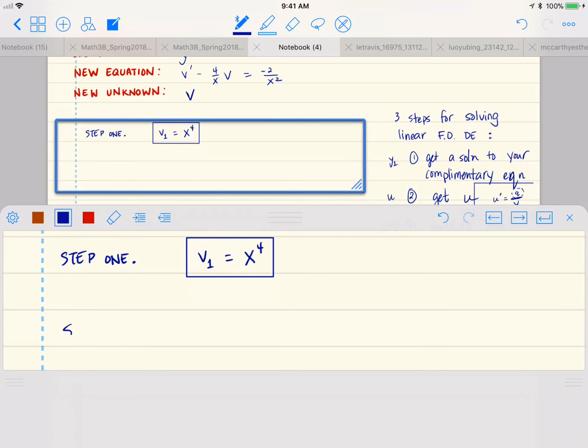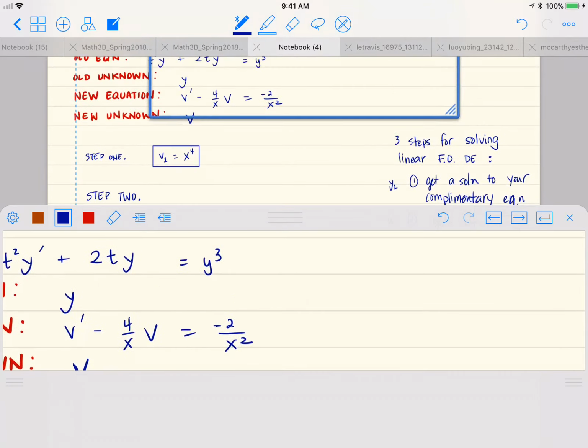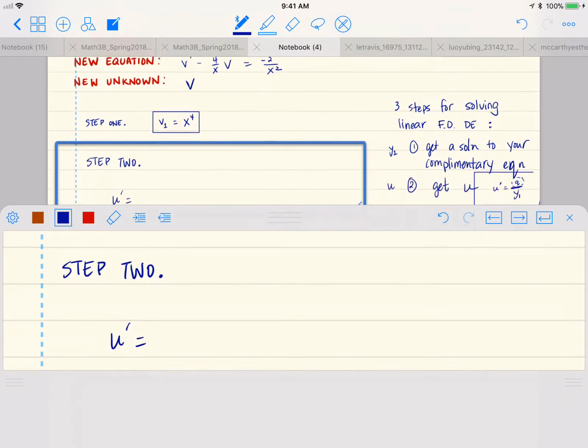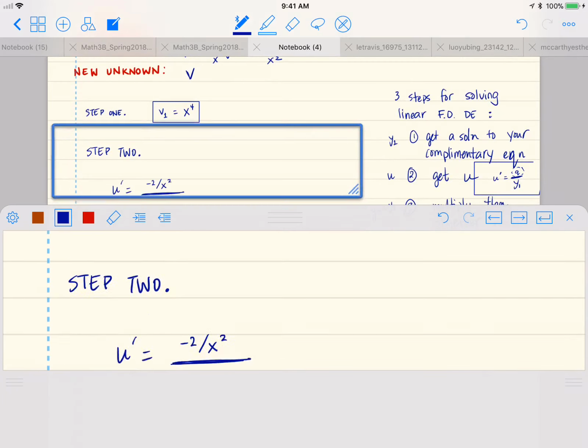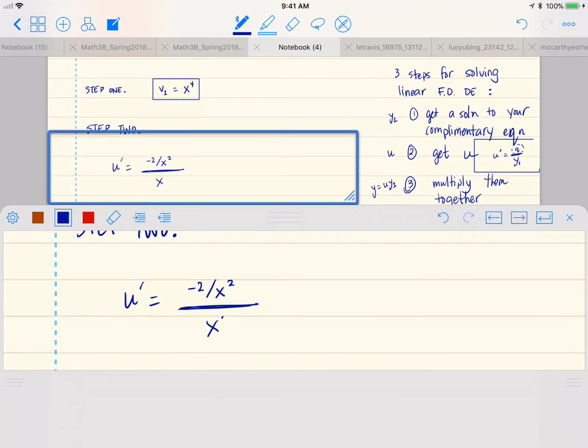And so we'll say step 2. So u prime is equal to, now it's going to be a fraction. The numerator of the fraction is this right-hand side, negative 2 over x squared. The denominator is the result of step 1, so that's over x to the 4th. So let me try to simplify this. I'll have negative 2 over x to the 6th power. That's the same thing as negative 2x to the power of negative 6.